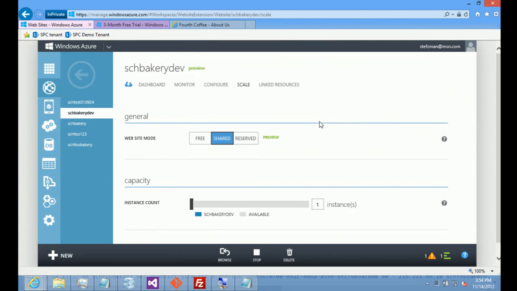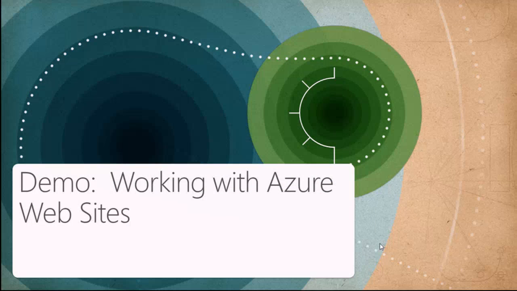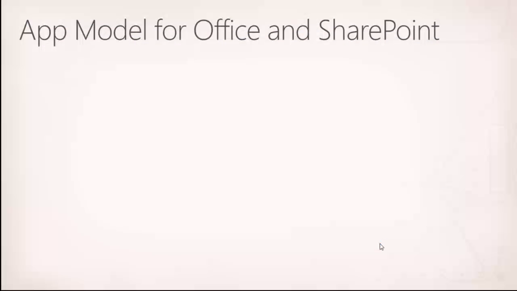Okay, so I think that is the whirlwind tour of Windows Azure websites, purely from the Azure websites perspective. Now I want to switch gears a little bit and talk about, well, we've got Windows Azure, we've got SharePoint Online and Office 365. How can you bring those two worlds together?